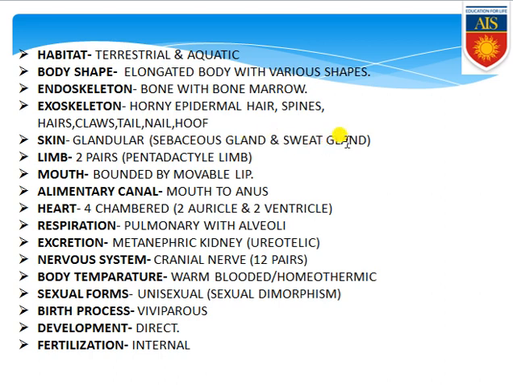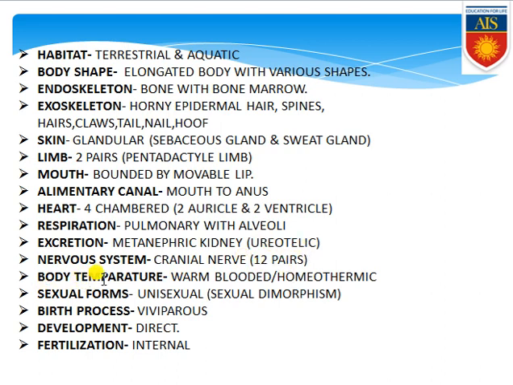Limbs are two pairs, pentadactyl limbs, 5 fingers within the limb. Mouth is bounded by movable lips. Alimentary canal extends from mouth to anus. Heart is 4-chambered, 2 auricles and 2 ventricles. Respiration is pulmonary with alveoli. Excretion is by metanephric kidney, obviously ureotelic. Nervous system, cranial nerves are present, 12 pairs of nerves.